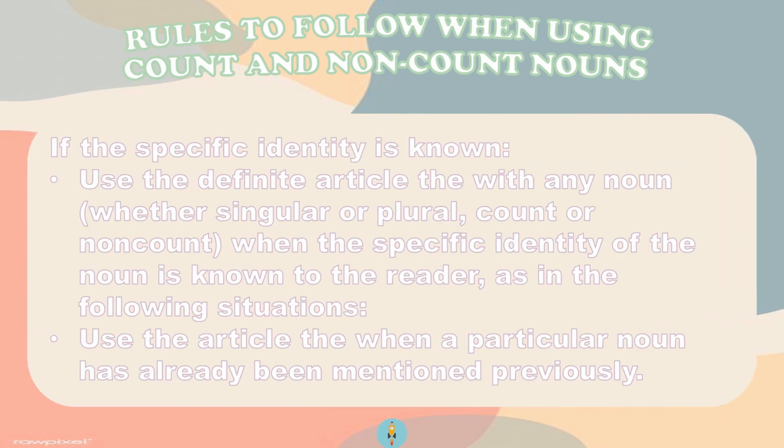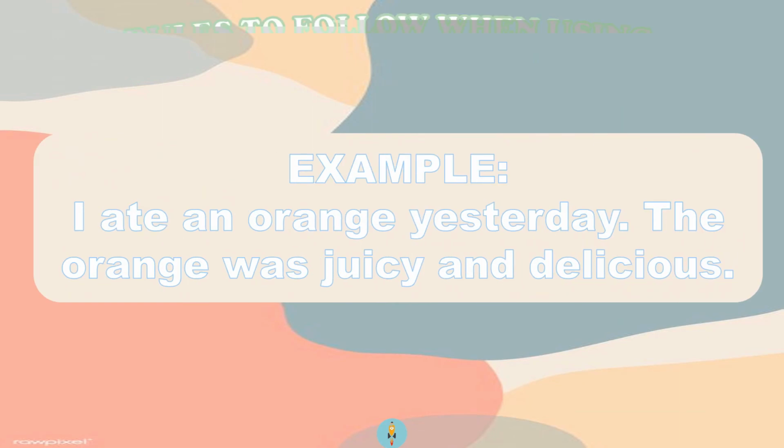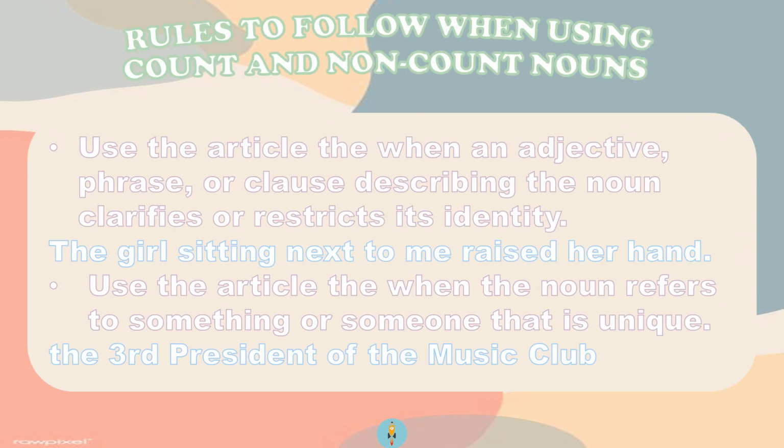If the specified identity is known, use the definite article the with any noun, whether singular or plural, count or non-count, when the specific identity of the noun is known to the reader, as in the following situations. Use the article the when a particular noun has already been mentioned previously. Use the article the when an adjective, phrase, or clause describing the noun clarifies or restricts its identity. Use the article the when the noun refers to something or someone that is unique.